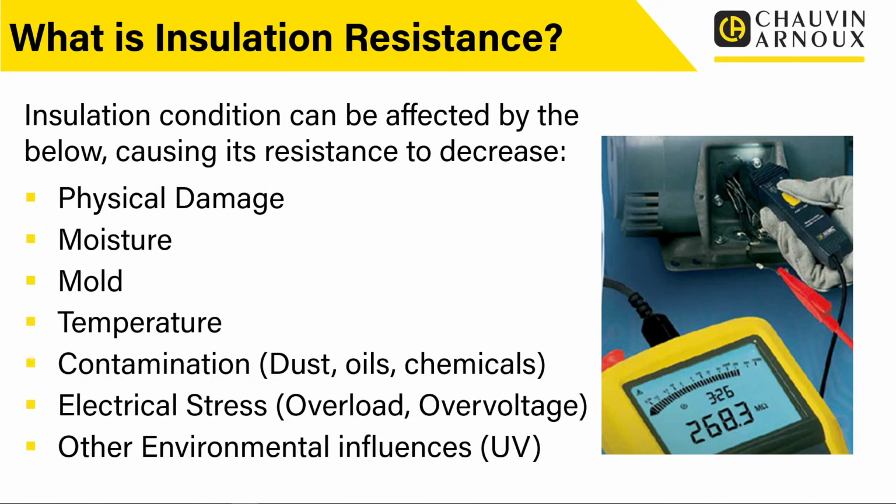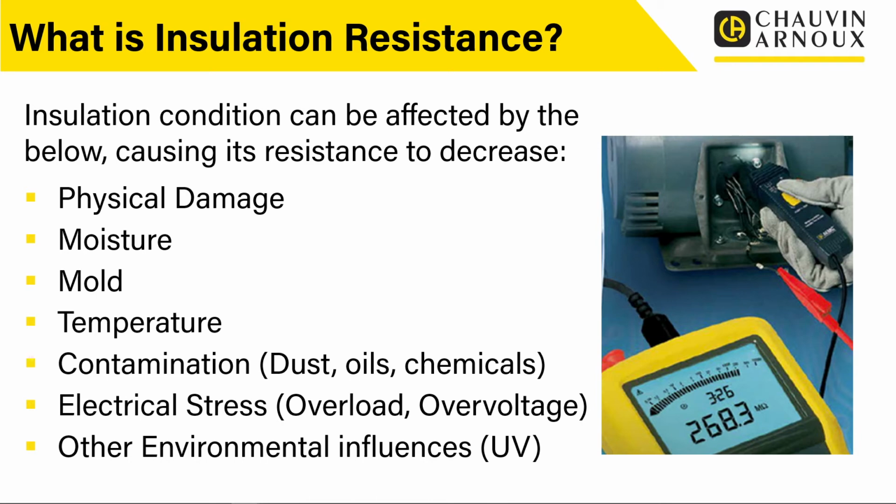Insulation condition can be affected by the below, causing its resistance to decrease. So there's loads of reasons why insulation will start off in a really good condition. When it's brand new, as long as it's been installed correctly, it will have a very, very high insulation resistance. But over time, due to the effects that we're going to talk through on here, that insulation resistance can decrease. And obviously, if it decreases too low, as we said, we can get current leaking through that insulation, and that level of current could become dangerous, or it could affect the operation of the equipment itself.